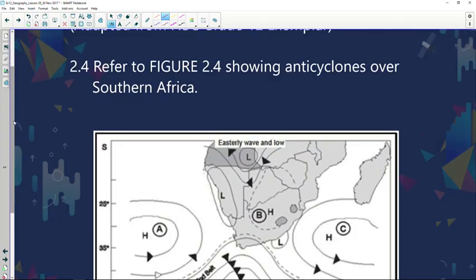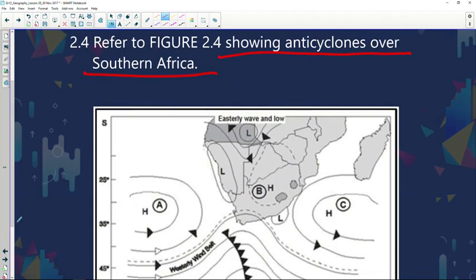Refer to figure 2.4 showing anticyclones over southern Africa. Now what do we have with anticyclones? Now what is an anticyclone? First of all, we need to go and have a look at that. An anticyclone is a high pressure system.